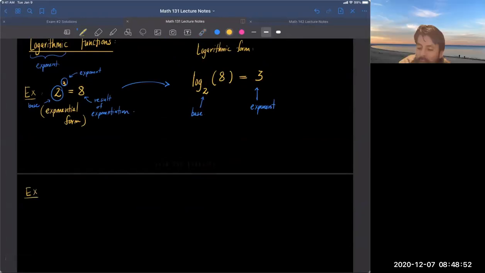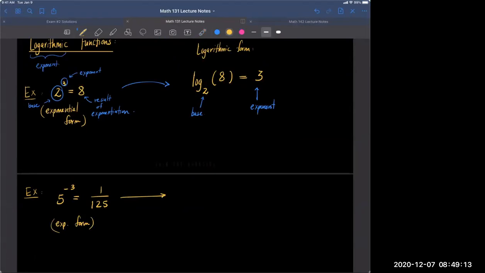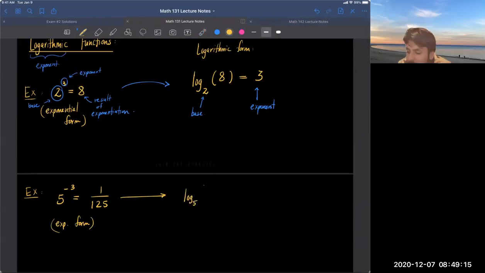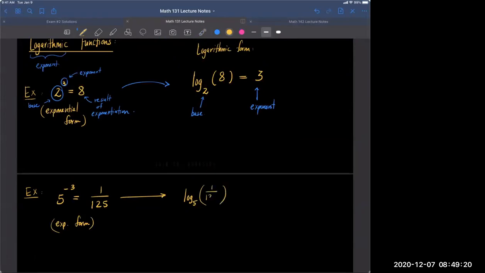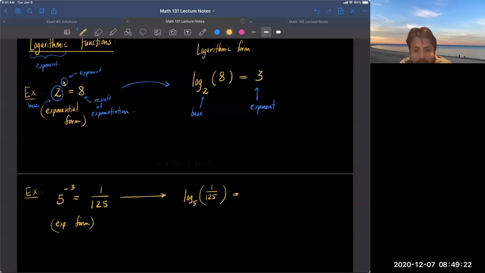So let's do more of these. Let's say I have 5 to the negative third power. This equals 1 over 125. That's exponential form. How would I write this in logarithmic form? Log base 5, and then you plug in what into the parentheses? 1 over 125. This equals -3. Perfect. That's all it is.